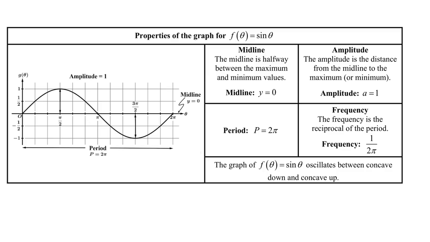So the graph of f of theta equals sine of theta oscillates between concave up and concave down. Hopefully that's not new vocab to you, right? So if we're talking about here, we're starting to be concave down, and then we turn to concave up. What would this be called? This would be called a relative maximum. This would be a relative minimum. What about the point where we turn from concave down to concave up? Like right here, that's called a point of inflection.